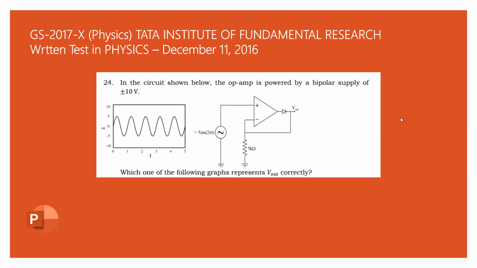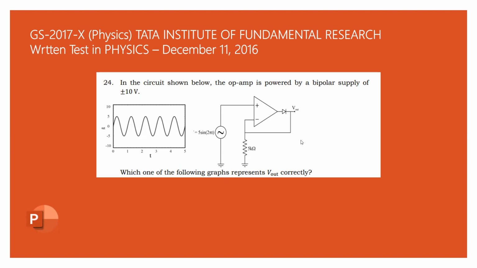Hello students, let us see this question from TIFR. So here you have been given an op-amp circuit. And now this is basically a precision rectifier circuit. Here first you amplify the signal and then you rectify it.